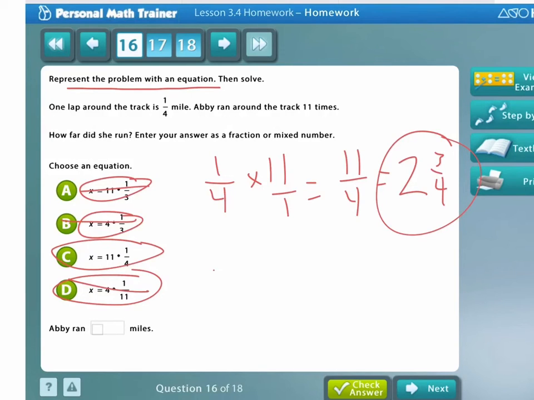If you needed to, you could also just add up a fourth, a fourth, a fourth, a fourth, a fourth, a fourth, a fourth. 1, 2, 3, 4, 5, 6, 7, 8, 9, 10, 11, and you'd end up with 11/4, and that simplifies to 2 3/4.